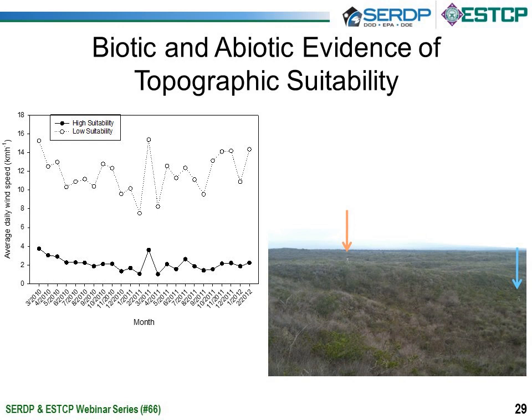Here is average daily wind speed on the y-axis, with high suitability as the dark symbols and low suitability as the light symbols. And again, you can look in the photo and see the pictures of our weather stations in these high and low suitability areas.